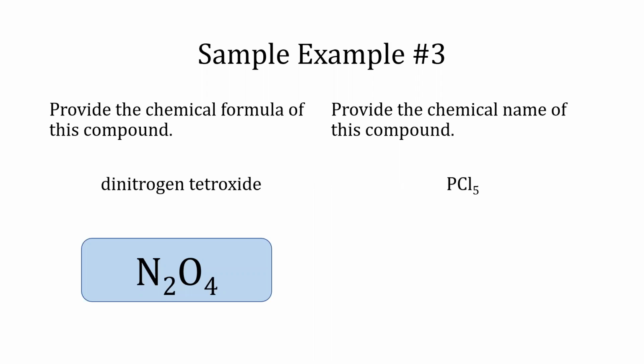The other question is: provide the chemical name of this compound, PCl5. In this case, P is the element symbol for phosphorus.